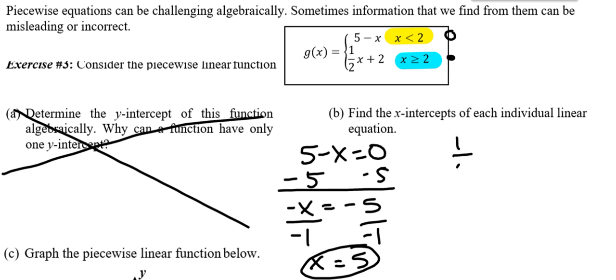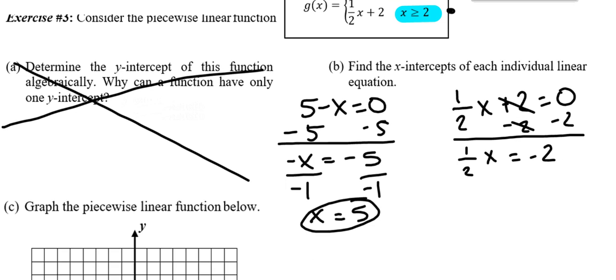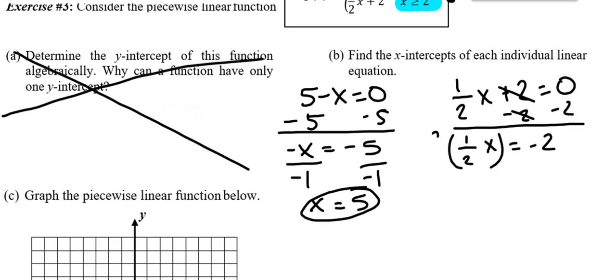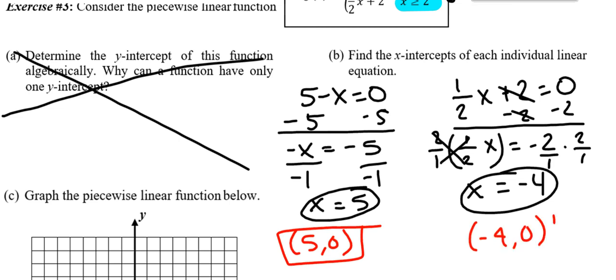The other one is 1/2 x plus 2, set that equal to 0. I'm going to subtract 2 on both sides. So I get 1/2 x equals negative 2. Then in order to get rid of the half, I'm going to multiply both sides by its reciprocal, which is 2 over 1. So these cancel, and I'm left with x equals negative 2 times positive 2 gives me a negative 4. So my actual x-intercept is going to be 5, 0. And my other x-intercept is negative 4, 0.